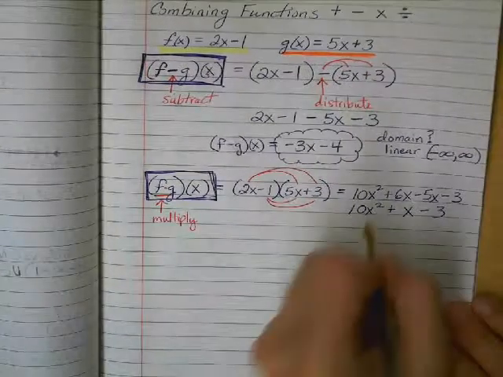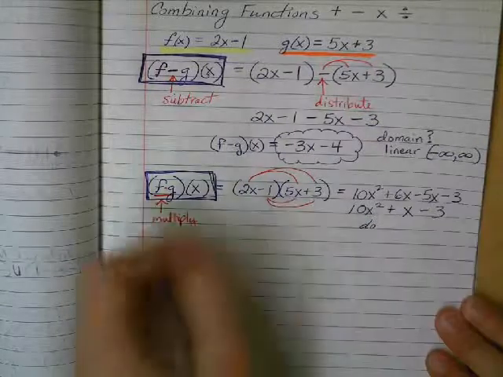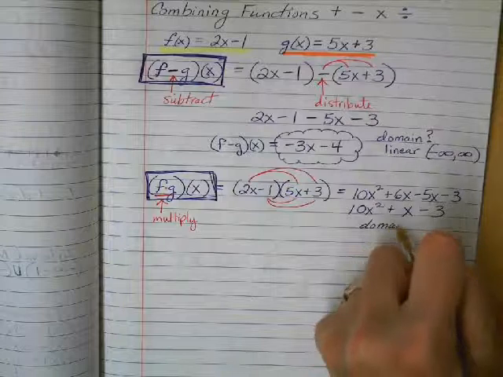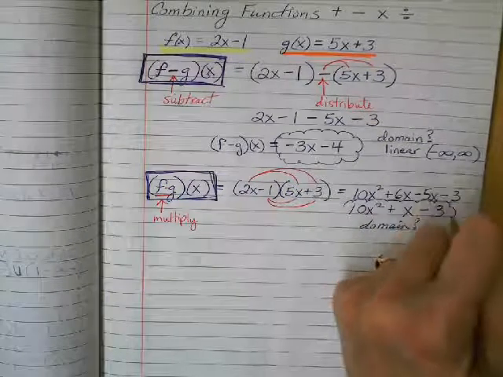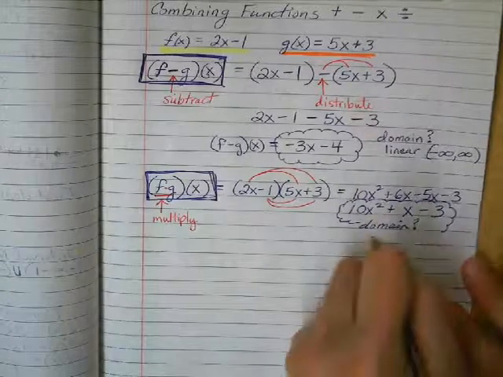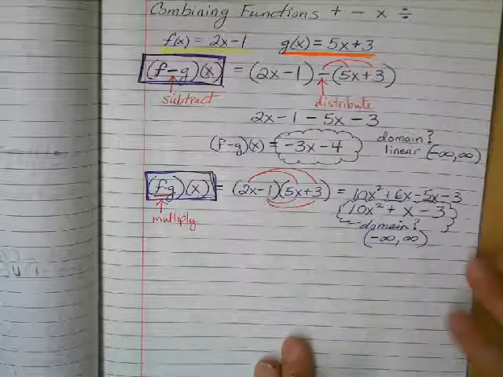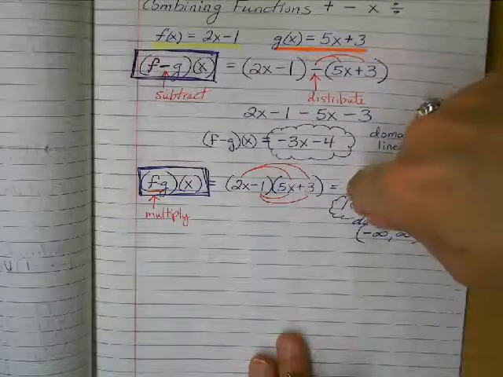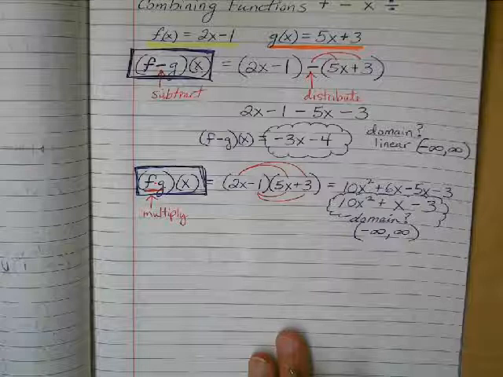And then again, just so you know, after you do the math and multiply the things together, they might ask you the domain again. So I got my answer right here. What's the domain? Yeah, it's negative infinity to infinity again. If it's just a linear equation, or this one's a quadratic, those have domain negative infinity to infinity.